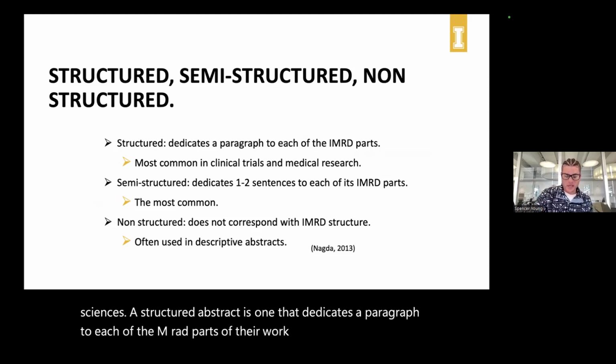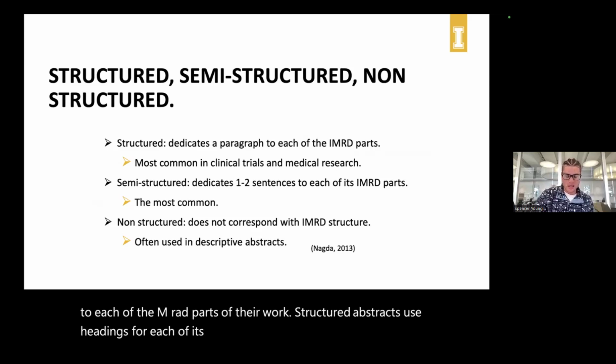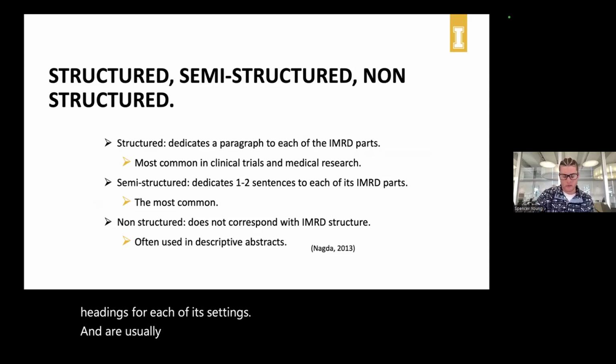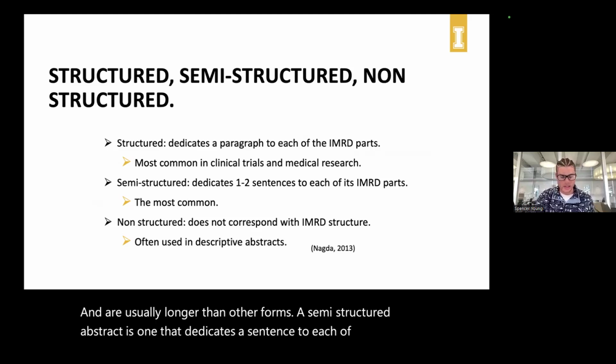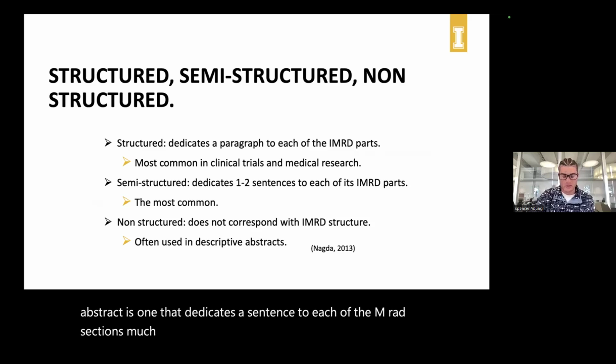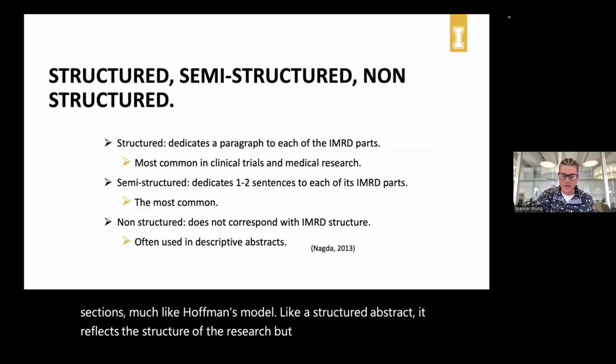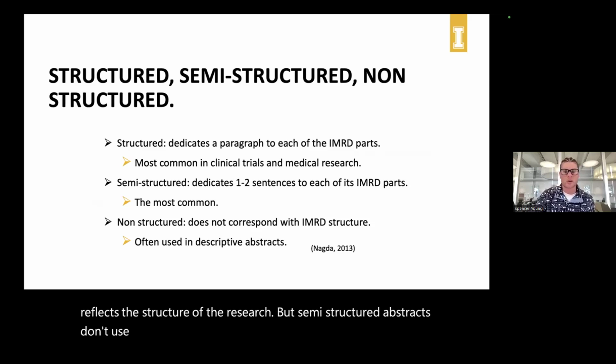Structured abstracts use headings for each of its sections and are usually longer than other forms. A semi-structured abstract is one that dedicates a sentence to each of the IMRAD sections, much like Hoffman's model. Like a structured abstract, it reflects the structure of the research, but semi-structured abstracts don't use headings and are usually only a paragraph long.